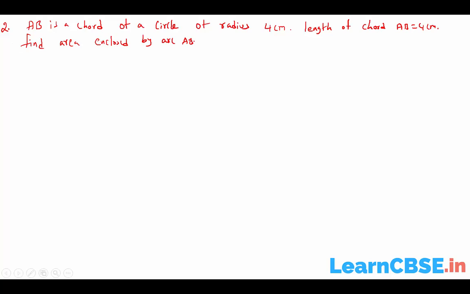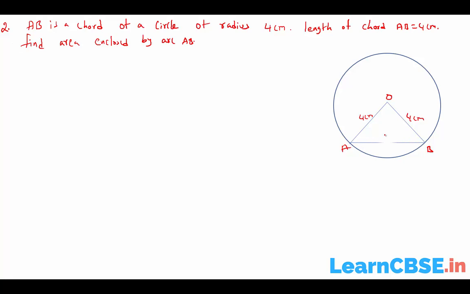Let me get the figure first. Circle with center O with radius 4 centimeters. Because OA is a radius, OB is a radius, 4 centimeters. AB is the chord with 4 centimeters. Now it's asking to find the area enclosed by the arc AB. That means sector area.